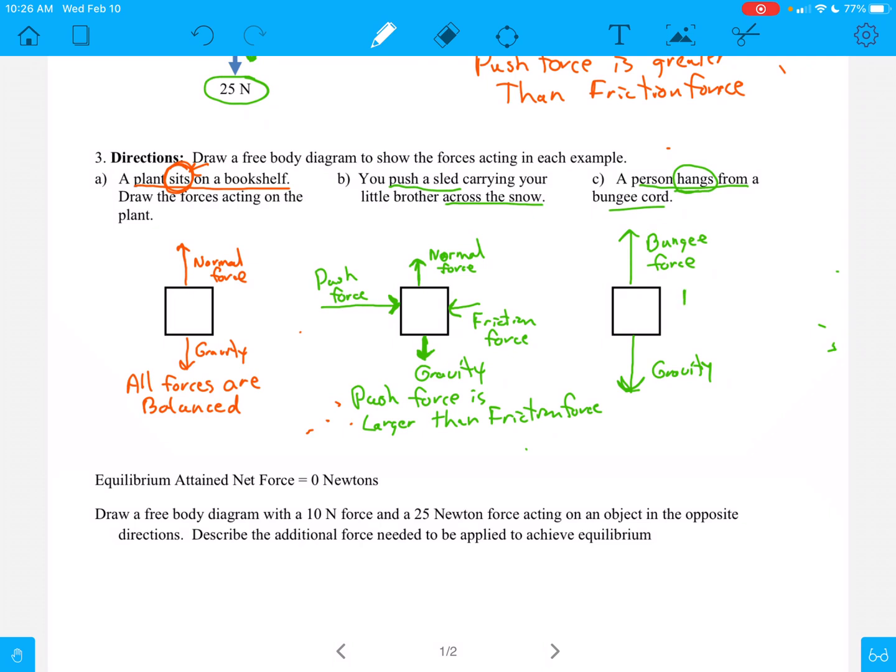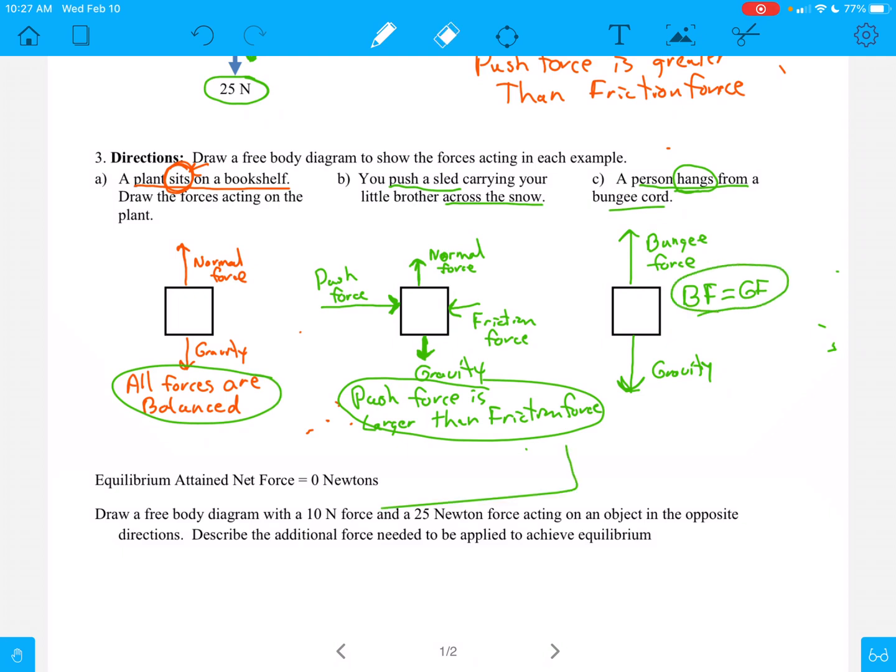So I could say bungee force, BF, is going to equal GF, because the person's not falling, but they're also not flying up into the sky. So BF equals GF. See, I just made it a lot lazier than having to print it all out. Just trying to show you some lazy stuff.